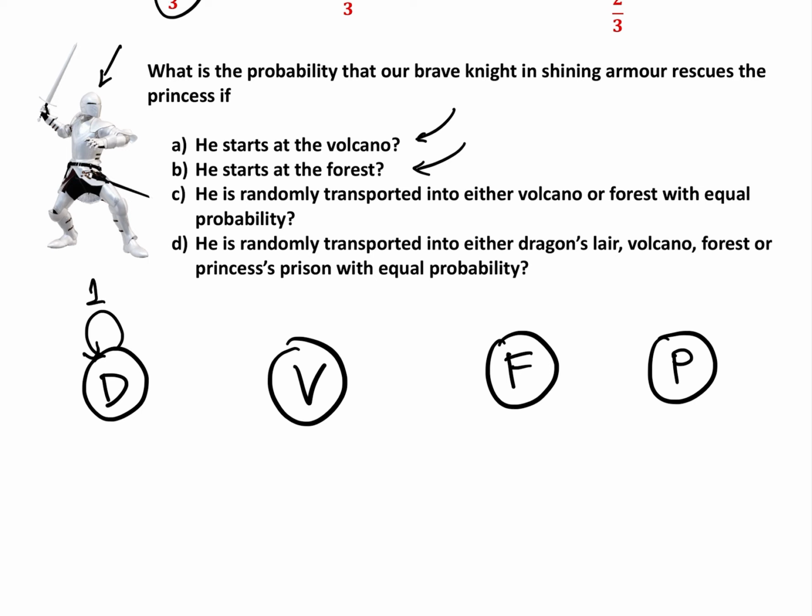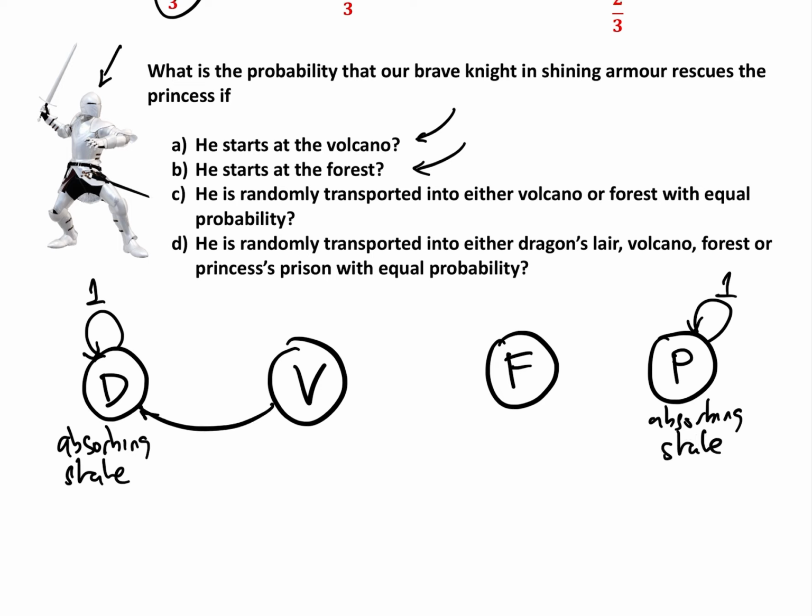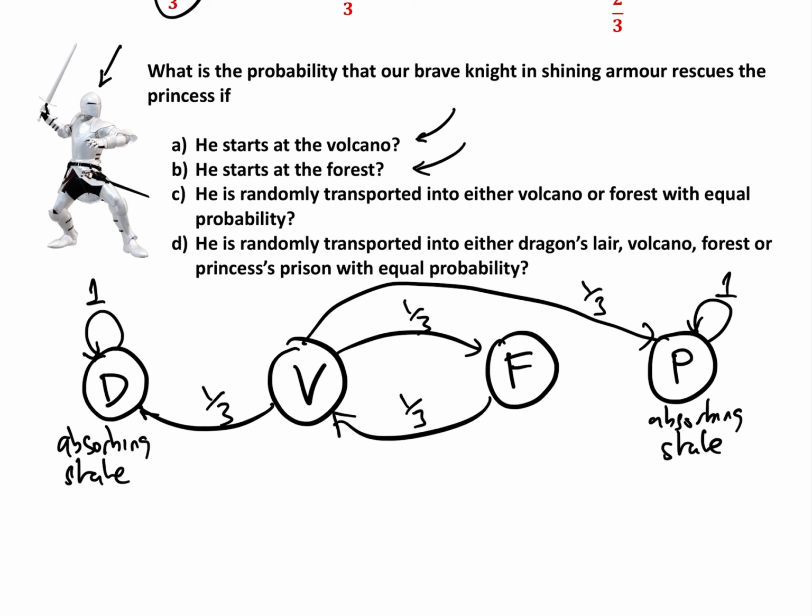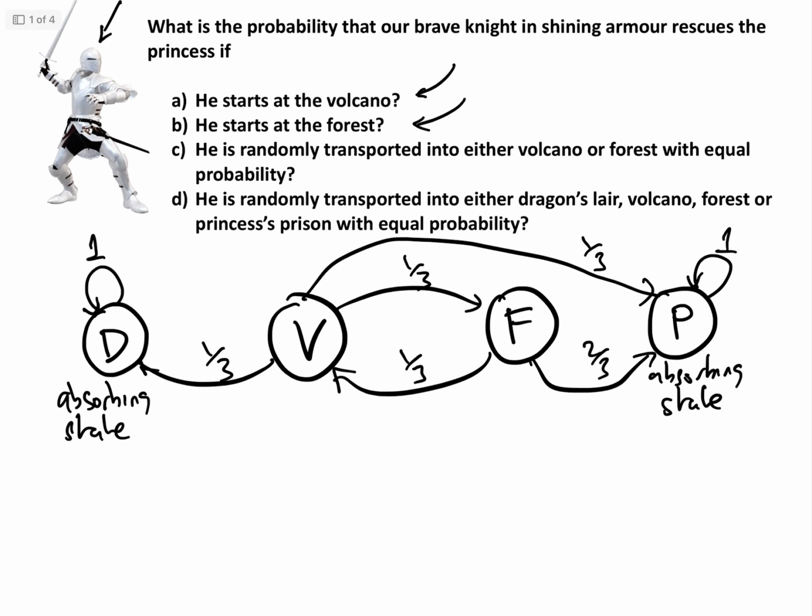So basically once he's been eaten by the dragon, he's been eaten by the dragon. Once he's got to the princess, he's saved and they live happily ever after. So this is an absorbing state, and this is also an absorbing state, and the other two, V and F, are transient states. Let's just stick these in. So there was a third going from volcano to forest, a third going straight from volcano to the princess, a third going from the forest to the volcano, and 2/3 going from the forest to the princess.